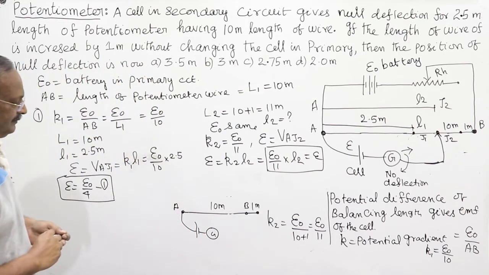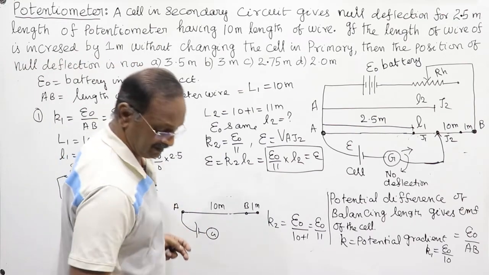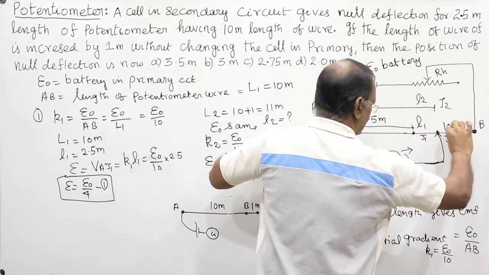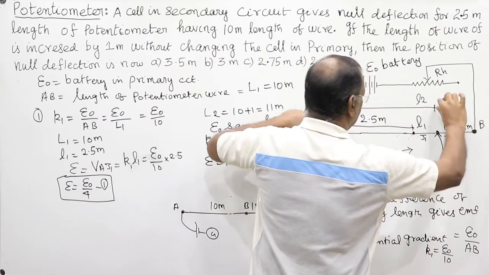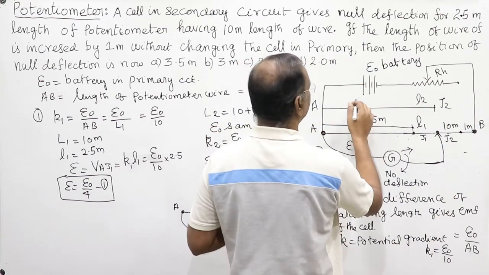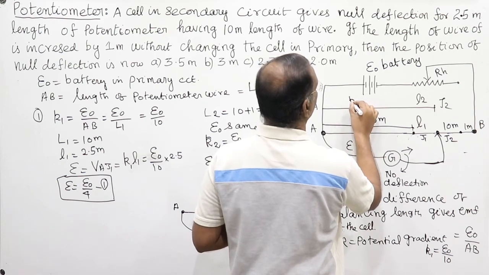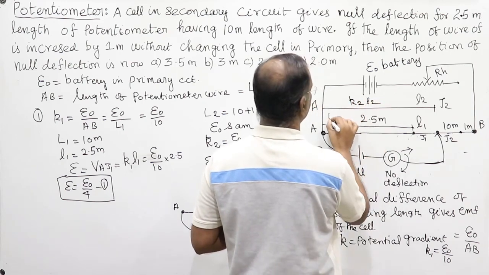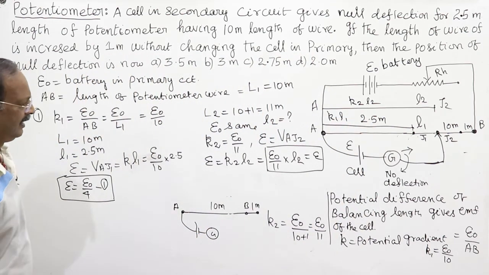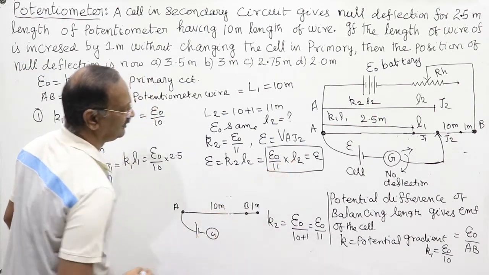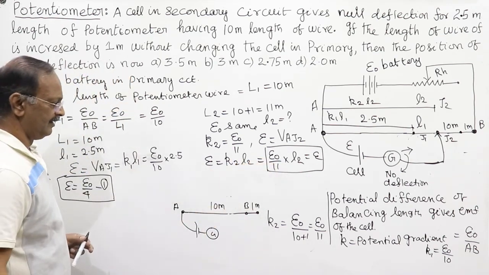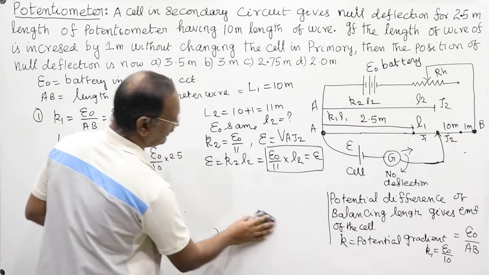Now see, you have to be very careful. Here this is not changed, this is not changed. Only in the first case this was the length, in the second case this was the length, and in the first case this is the balancing length, in the second case this is the balancing length. This potential is equal to K2 into L2, and this potential is K1 into L1, which is equal to epsilon naught by 11 as we have seen. So now we have two equations, and we can compare them to get the value of L2.